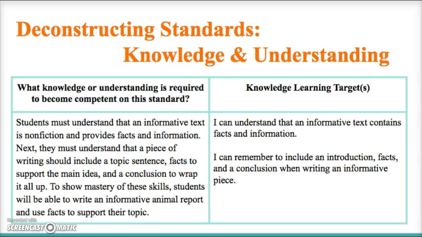To deconstruct the standard that was listed on the previous slide, we have to think about the student's knowledge and understanding of the standard. In order for them to be successful, they must first understand that an informative text is nonfiction and provides facts and information. They must also understand that when writing an informative piece, they need to include a topic sentence which introduces their topic, or in this instance, their animal. They have to give facts to support their main idea and end with a conclusion. Some of the learning targets that would go with knowledge are: I can understand that an informative text contains facts and information. I can remember to include an introduction, facts, and a conclusion when writing an informative piece.